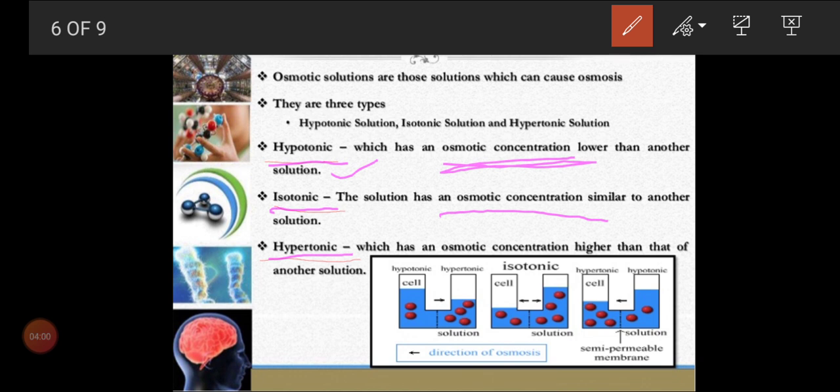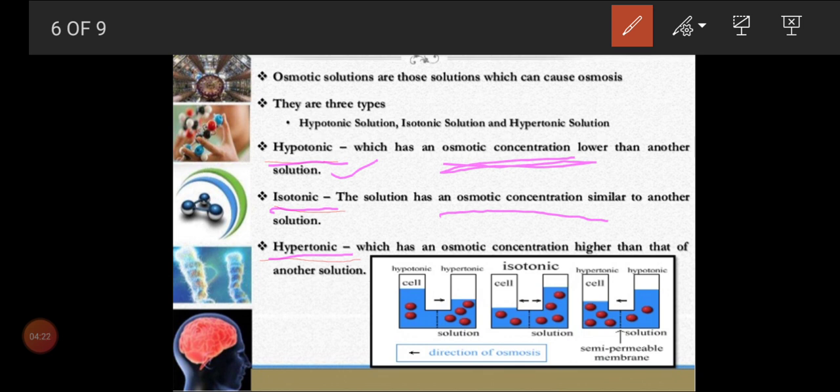What is the example for a hypotonic solution? If you take a glass of water and add 1 teaspoon of sugar, that is your hypotonic solution. Clear? So now we are clear with hypotonic solution, which has fewer solute particles. Isotonic solution means that when we compare two solutions, both contain an equal number of solute particles.